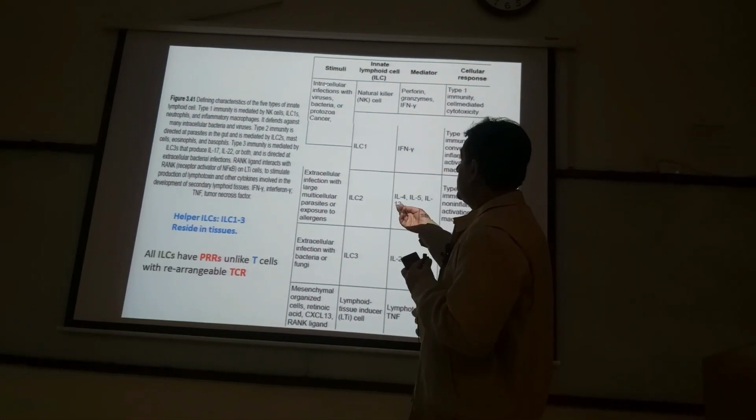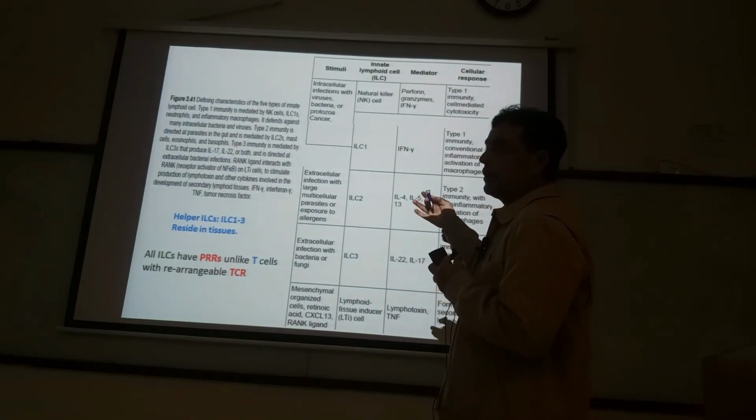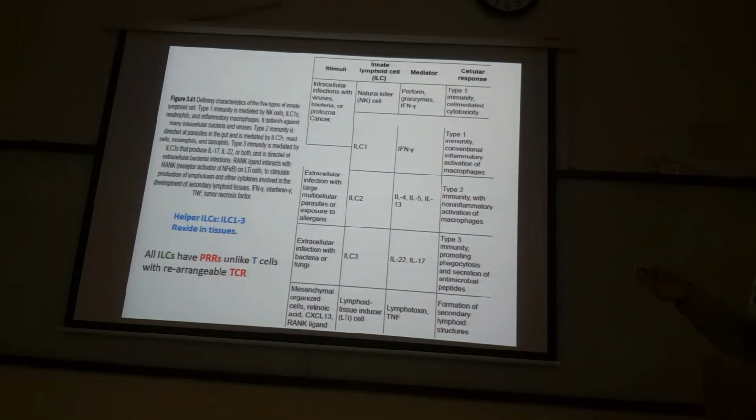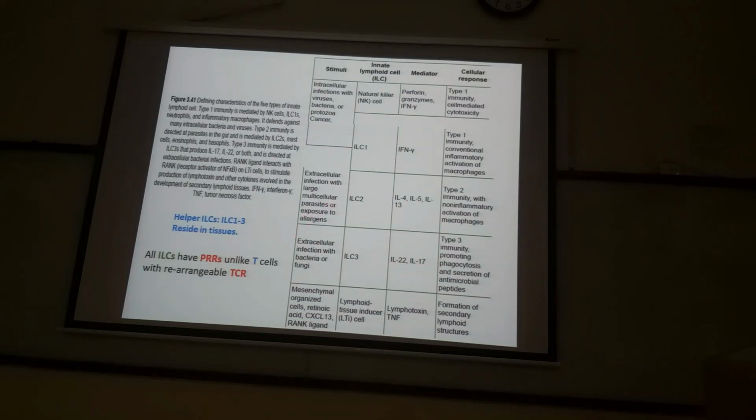Similarly, if these are for the intracellular infections, okay? In case of viruses or intracellular bacteria or protozoa, these two lymphoid cells are involved initially during the inflammatory response. But if the pathogen is extracellular, just like the large multicellular parasites, or if there is some exposure to allergens, then the lymphoid cells involved in that kind of response are the ILC2, which is called the type 2 immunity.